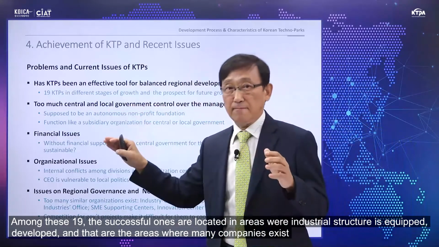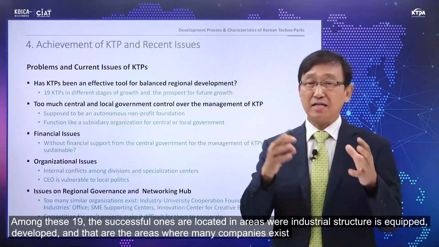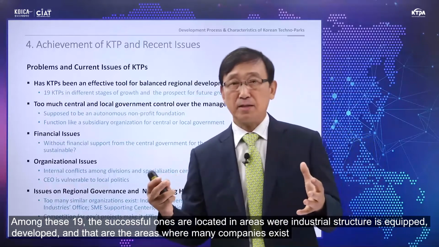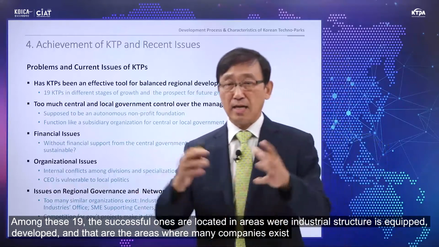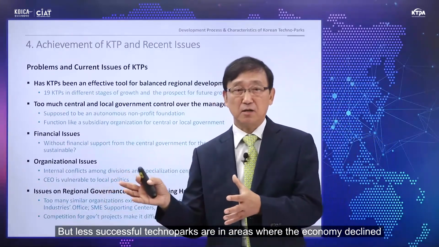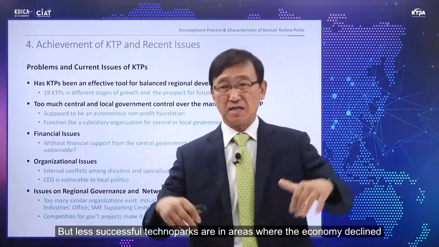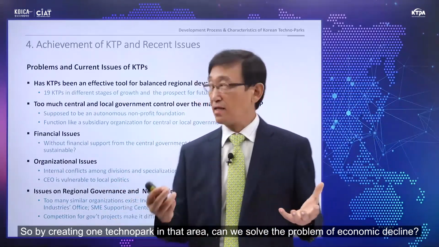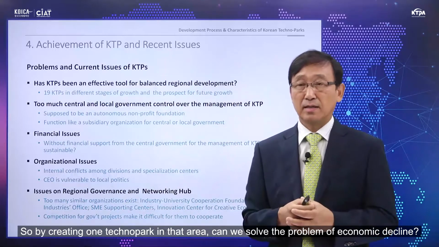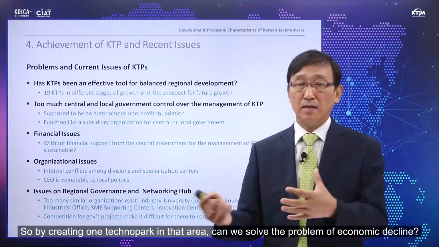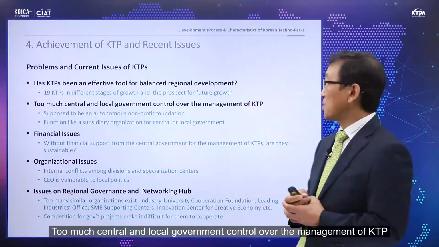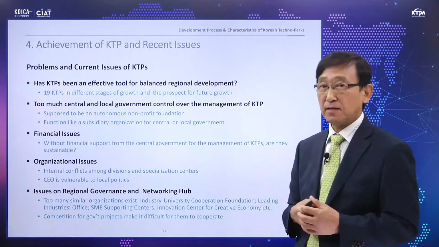Among these 19, the successful ones are located in areas where the industrial structure is equipped and developed, and many companies exist. But the less successful technoparks are in areas where the economy is in decline. So, by creating one technopark in that area, can we solve the problem of economic decline? It's questionable. There is too much central and local government control of the management of the KTP.